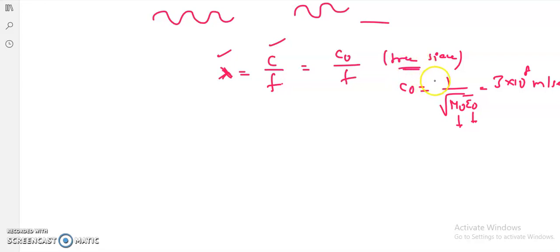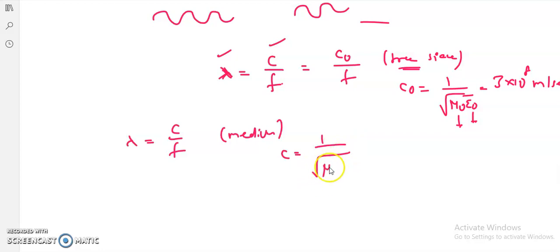But in our question, it is not free space. The electromagnetic wave is flowing through some non-magnetic dielectric medium with some permittivity given. So in such cases, lambda is c by f. In any medium other than free space, c is equal to 1 divided by root of mu naught epsilon naught epsilon r. That is the formula.